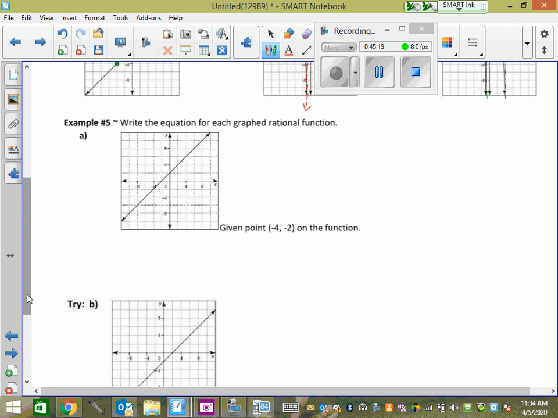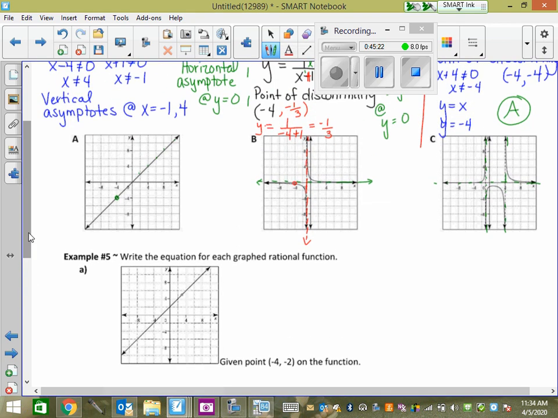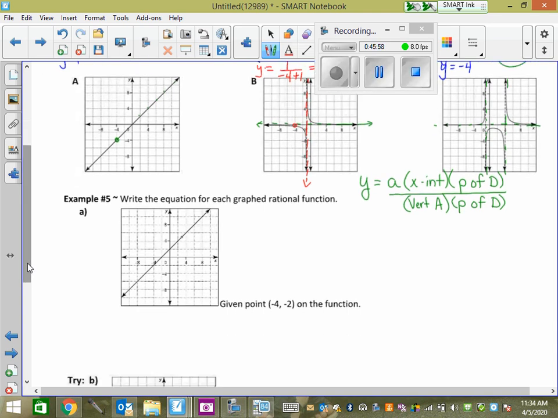When you go to write an equation of a graph, you will always do this. You will always go y equals a, x-intercept factor. This doesn't mean the actual x-intercept. Use the x-intercept to get the factor. The P of D, the point of discontinuity, on the top. Point of discontinuity on the bottom, because remember, they're on both the top and the bottom, and they would cancel. And your vertical asymptote. Okay, when we go to do an equation, whenever there's a point of discontinuity, we have to use this form.